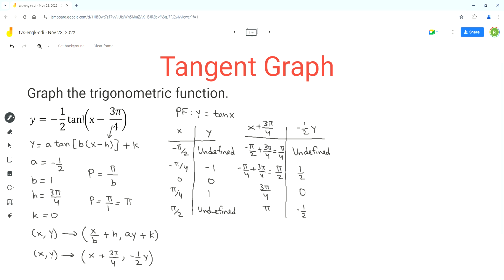For the fifth point, pi over 2 plus 3 pi over 4 will be equal to 5 pi over 4. We get this answer by finding a common denominator. And then for the y coordinate, we do negative half times undefined, which is equal to undefined. So the vertical asymptotes for one cycle are at pi over 4 and 5 pi over 4. Now we can plot these points to graph the given transform tangent function.